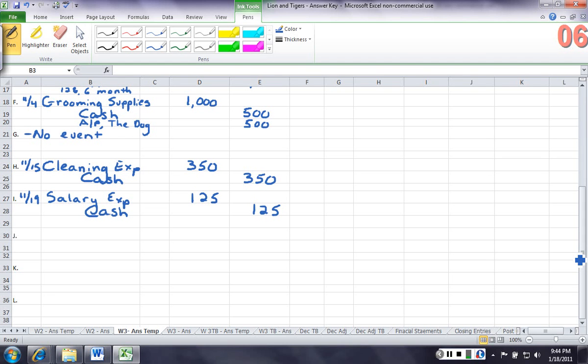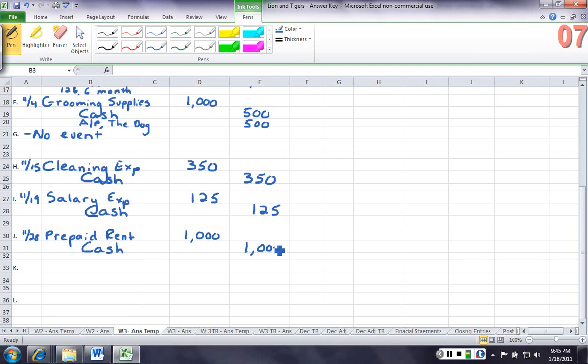On J, they pay $1,000 to Redmond's Property for rent for December and January's rent. Okay, they pay, so I know I'm going to credit cash, and then the problem tells me, hint, prepaid rent. So on 11/28, I'm going to debit prepaid rent for 1,000. And I'm going to credit cash for 1,000 because my cash went down.